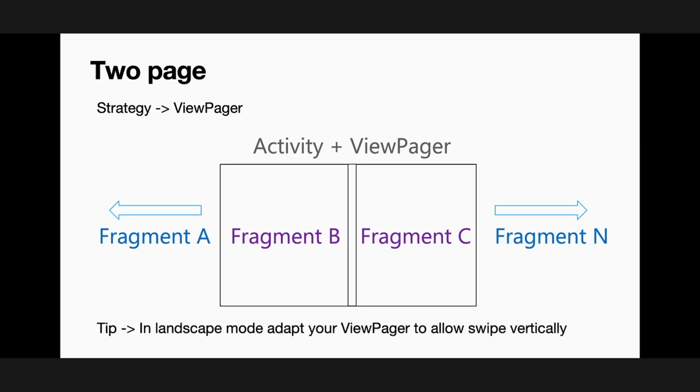And there's a small tip here: when the device rotates into the landscape mode, you may adapt your view pager from the horizontal scrolling to the vertical scrolling, since you have more space to do that.